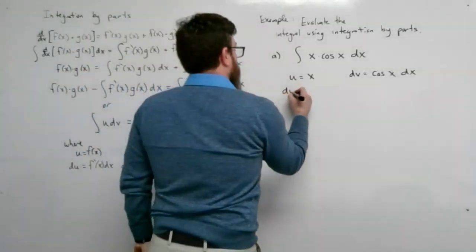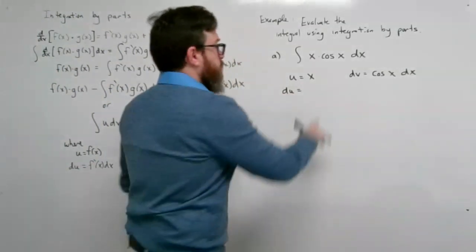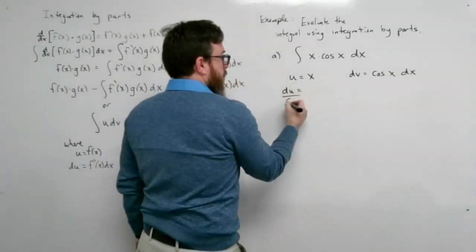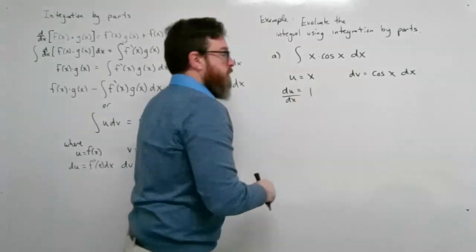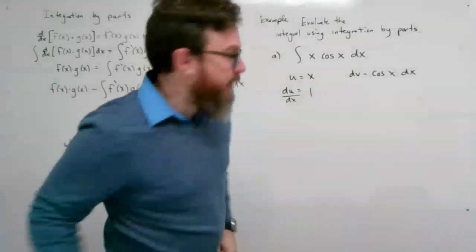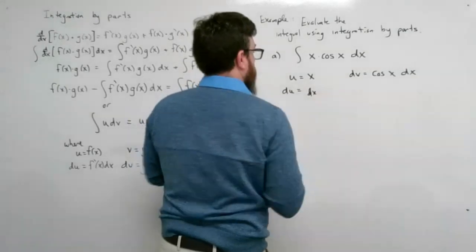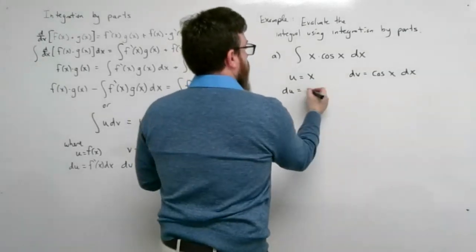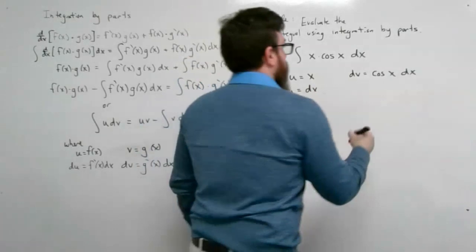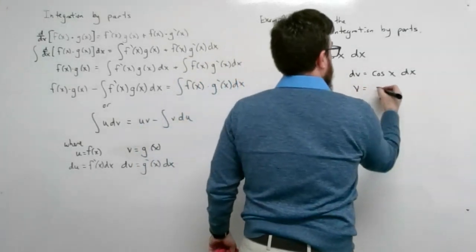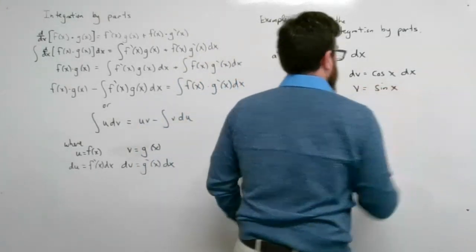So du dx would just be 1. Of course, du dx would be 1, so send the differential to the other side. du is just going to be 1 dx, so just dx. And now I have to integrate the cosine of x. So v, the integral of the cosine of x, is going to be equal to the sine of x.